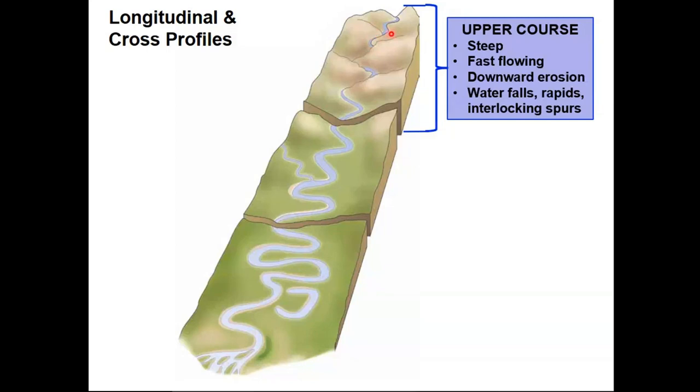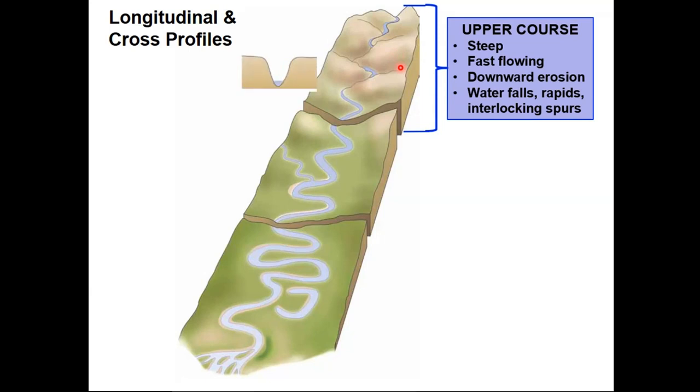So it's eroding, making this deeper, and also very important, it makes a V shape over there. So what are the landforms that we will find? There you will have waterfalls, rapids, and interlocking spurs or ridges and things like that.